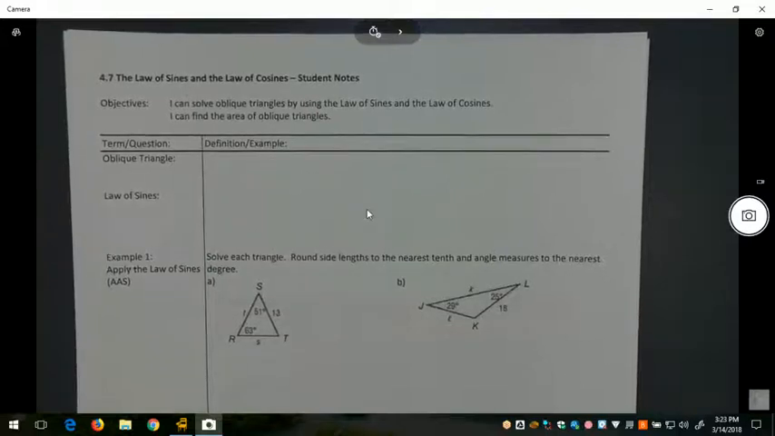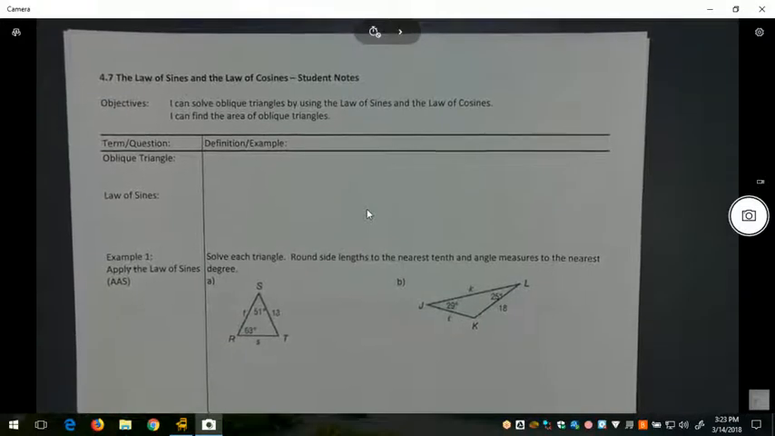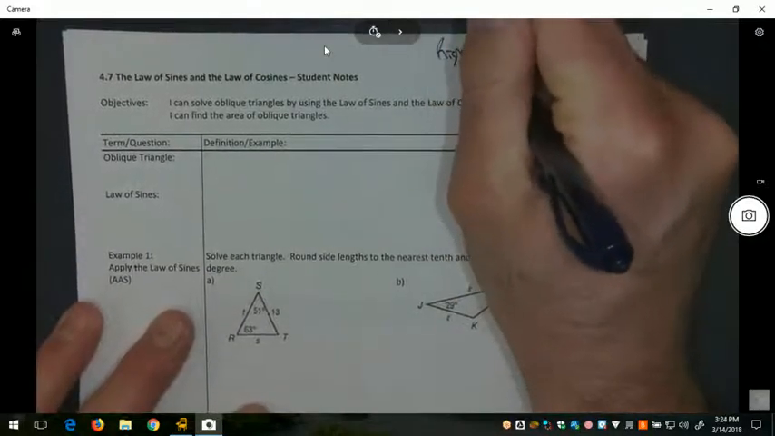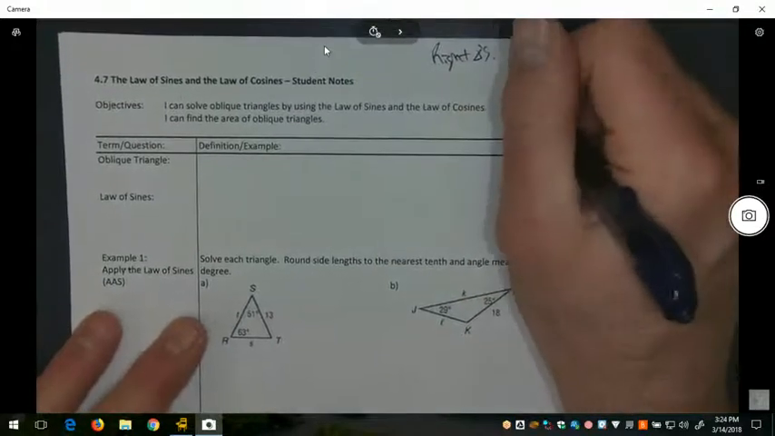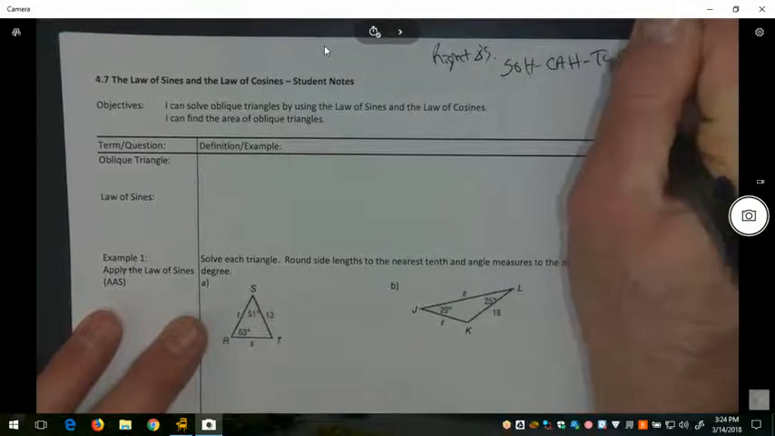4.7, the law of sines and law of cosines. In this unit, prior to learning how to generate and use the unit circle to find trig ratios for special angles and to generate the unit circle in radians and degrees, we learned how to solve right triangles, both for sides and angles, using SOHCAHTOA, sine, cosine, and tangent.